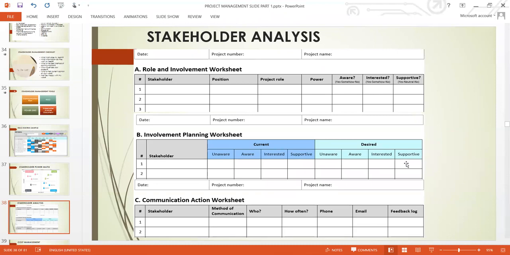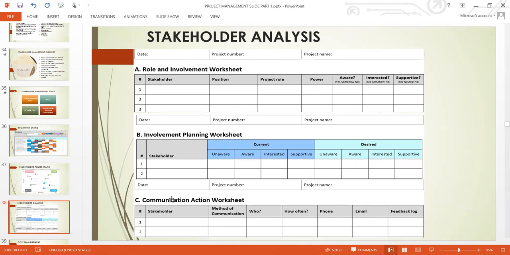If they are being supportive or they're not being supportive, this is how you manage. If you want them to be involved in the projects, if they want more involvement in the desired state, that's how you work on it. Maybe you want them to be more aware. They've not been so aware in the current state, but in the future you want them to be. So this is how you manage them.